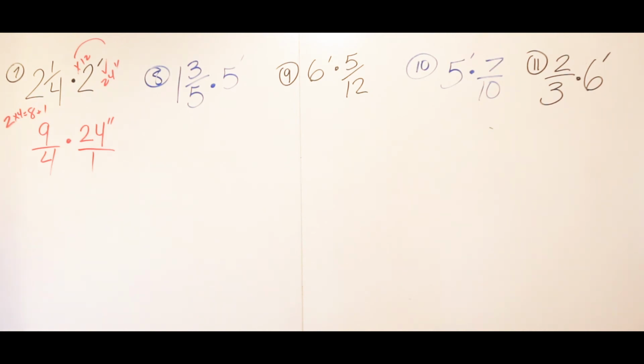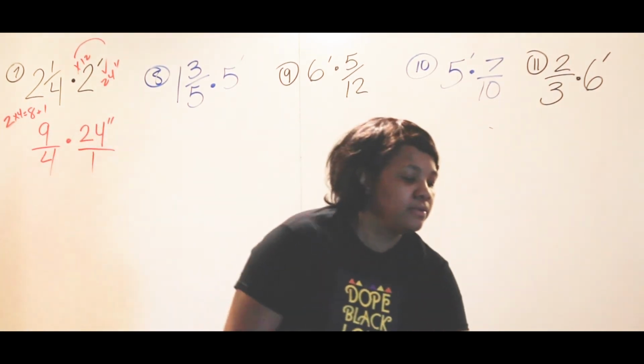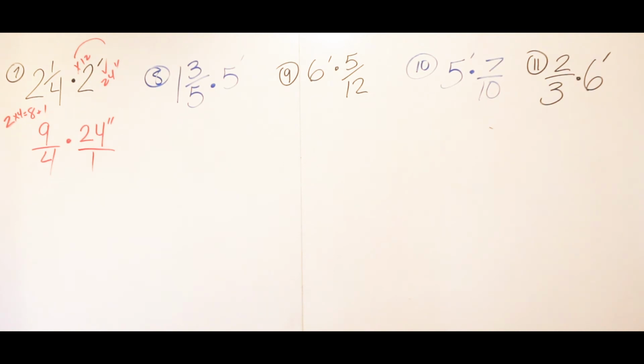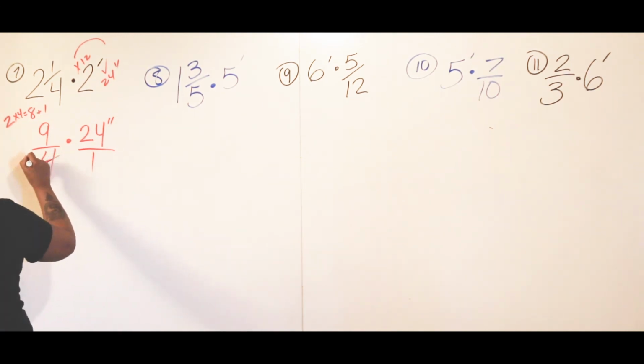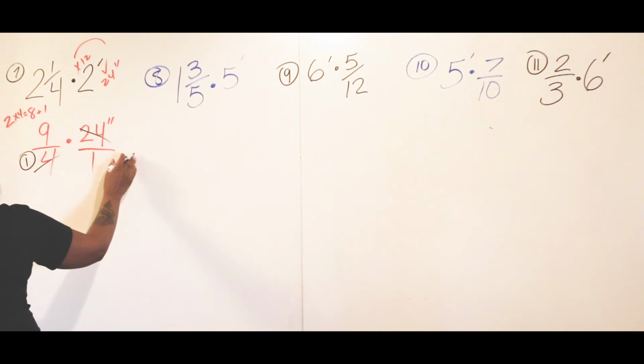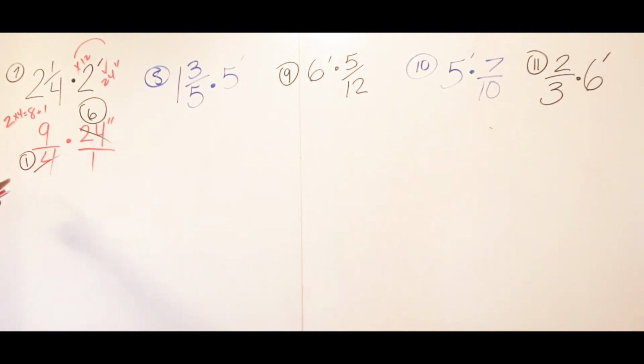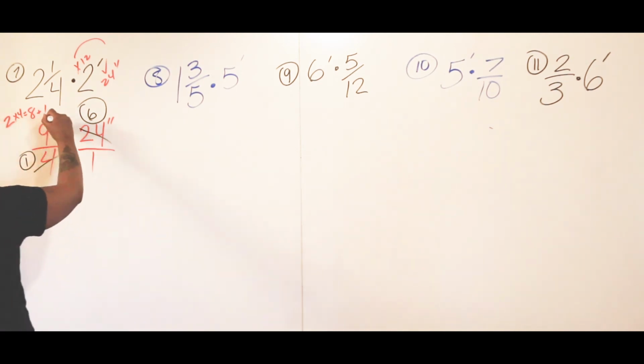Can we cross reduce that 4 and 24? Yes, we can. Can 4 go into 24 evenly? Let's start there. It can. So we're going to use the greatest common factor. 4 goes into itself 1 time. 4 goes into 24 6 times. Can 1 and 6 be reduced anymore? Nope. We can't. So now we just multiply the numerator times the numerator.